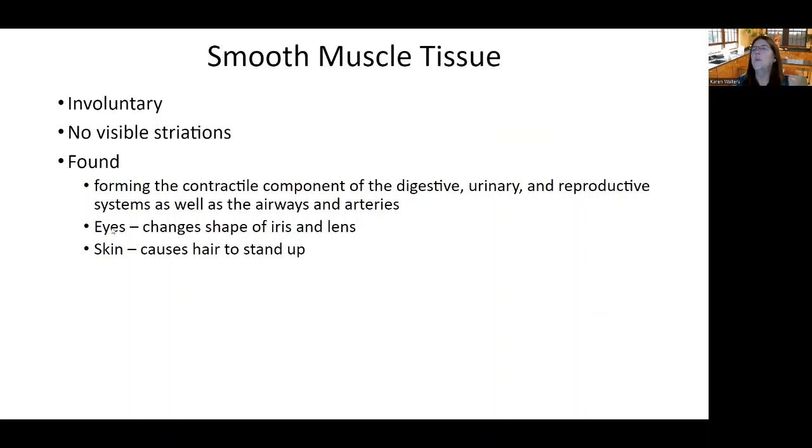What about smooth muscle? This is involuntary. It is not striated. This is what contracts our digestive, urinary, and reproductive systems, along with airways and arteries, changes the shape of the lens in your eyes, and causes the hair to stand up on your skin. There's a lot of involuntary contraction that's done by smooth muscle tissue.